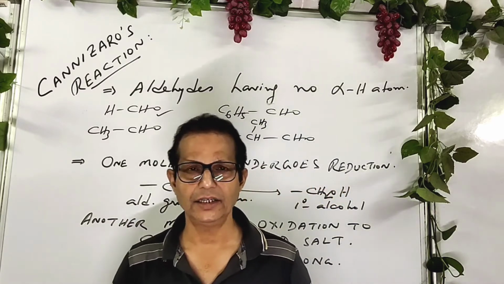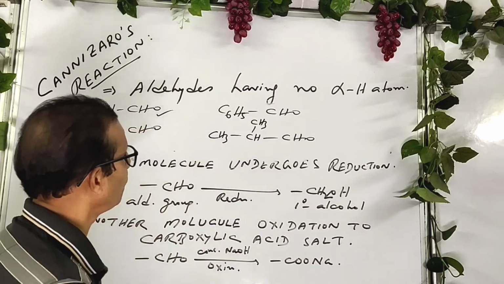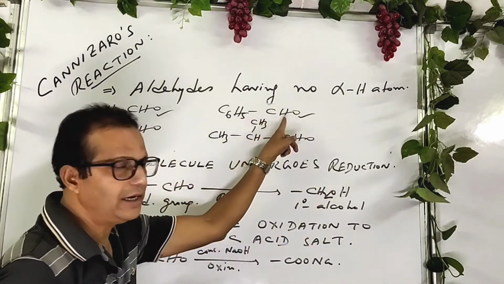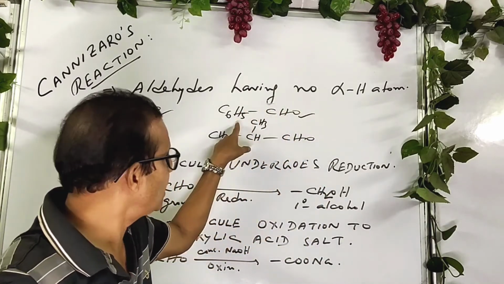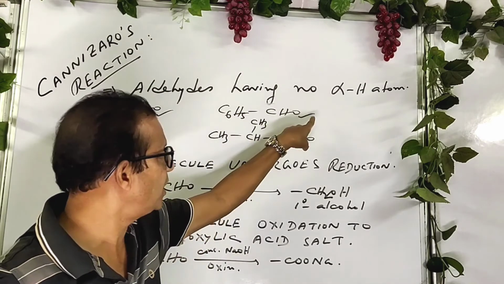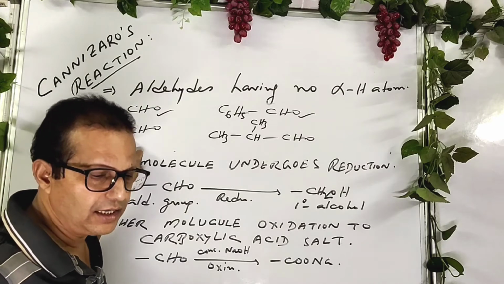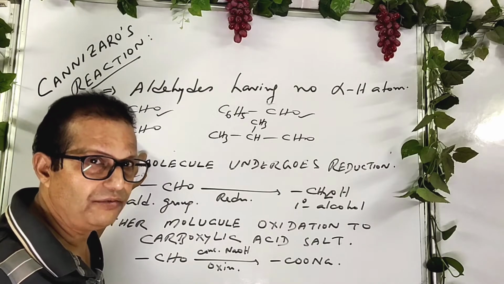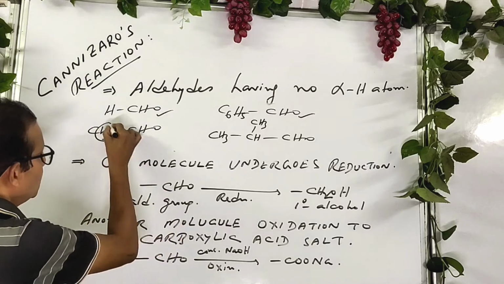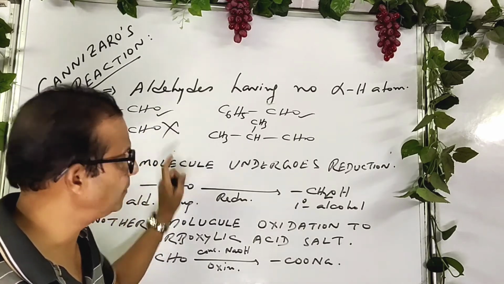So formaldehyde undergoes Cannizzaro reaction. Benzene having aldehyde, benzaldehyde. It has also no alpha hydrogen atom. It also undergoes. Here it is acetaldehyde. Acetaldehyde has 3 alpha hydrogen atoms. So it does not undergo Cannizzaro reaction.